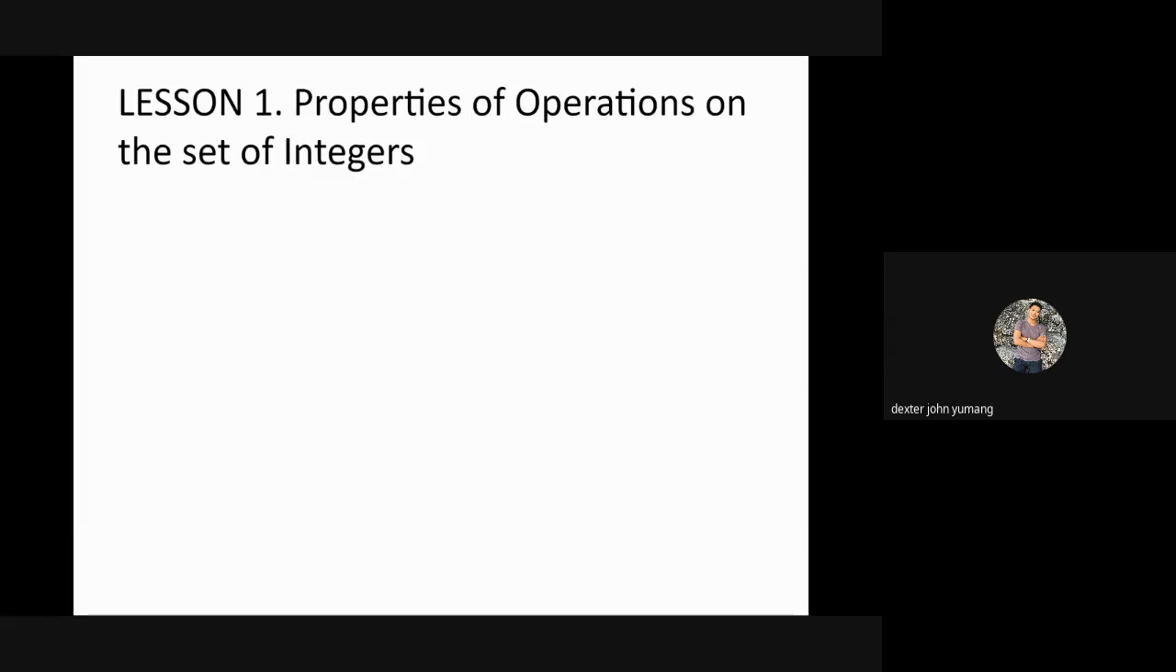Ay 4. So, let's proceed with module number 4, lesson number 1, or the properties of operations on the set of integers. When you say integers, these are numbers that have negative, positive, and 0 at the center. Examples of these are 1, and the opposite of 1 is negative 1. Another is 5, the opposite of 5 is negative 5.